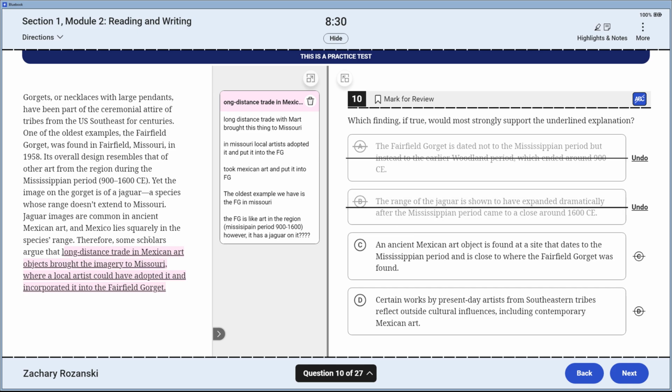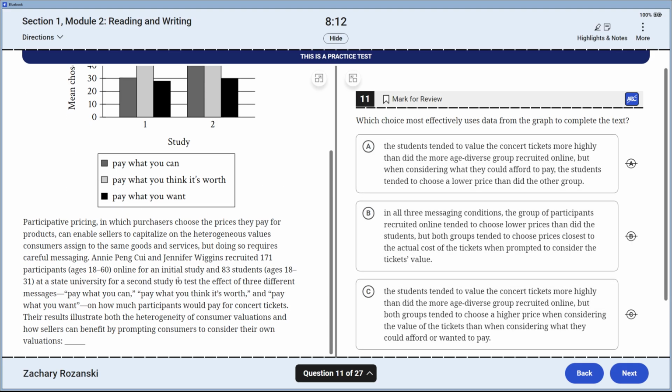An ancient Mexican object is found at the site that dates to the Mississippian period and is close. Yes. Okay, because you would say, hey, prove it. Prove that someone from Mexico made it here with this thing. Well, we found this object that dates to that. Certain works by present-day artists. Get out of my face. That has nothing to do with this. C is going to be the right answer.